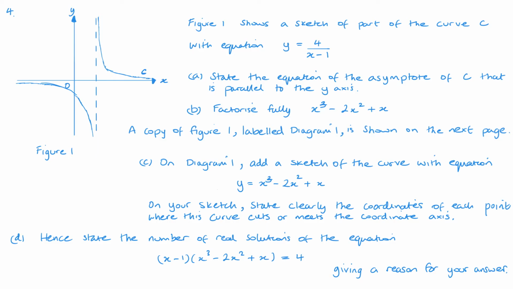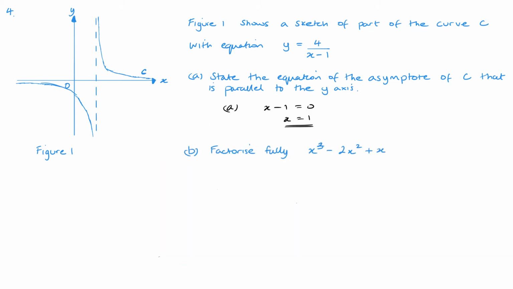Okay, moving back to the question as a whole, the next part is just to fully factorise this. So, fully factorising x cubed minus 2x squared plus x. It's a nice, easy one, isn't it? x is in everything, so we can take that out, leaving us x squared minus 2x plus 1.